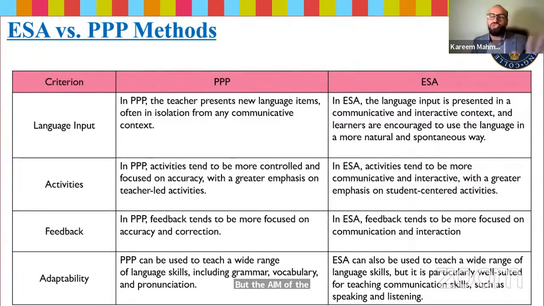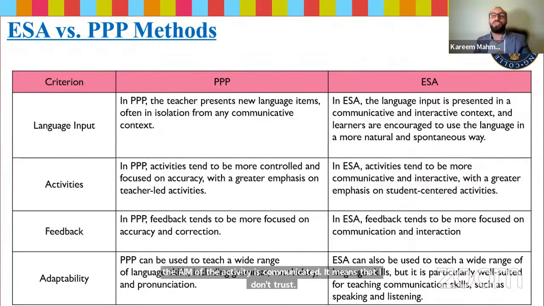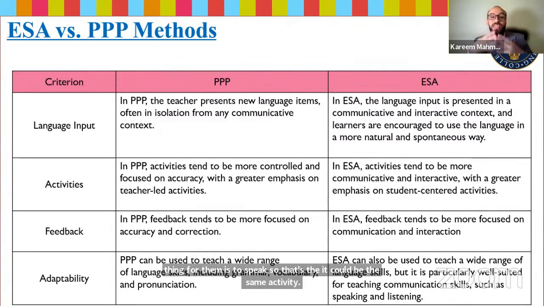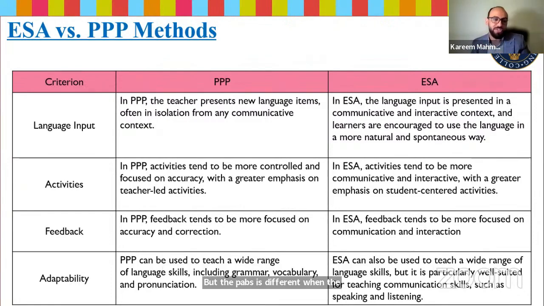But the aim of the activity is communicative. It means that I don't interrupt, I don't comment on errors now. The most important thing for them is to speak. So that's the purpose. It could be the same activity, but the purpose is different. When the purpose is different, the way you implement, the way you execute the activity will be different.